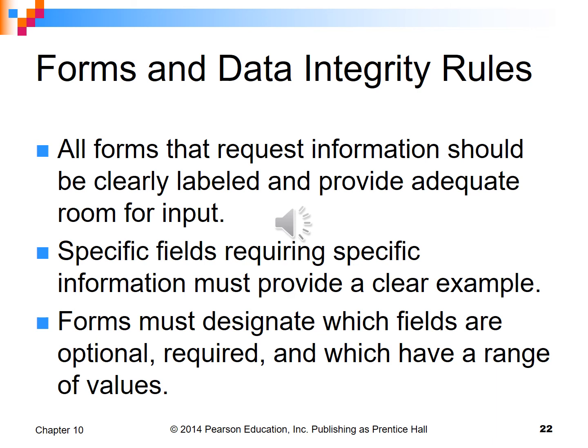If there is a specific field which needs specific information, I think we should make it really clear, that term we talk about. Forms must designate which fields are optional, required, and which have a range of values. Again, I think we should be really clear if that field is optional or required, or if it has a range of values. What is the domain of this one? What is the range of values that field could have?